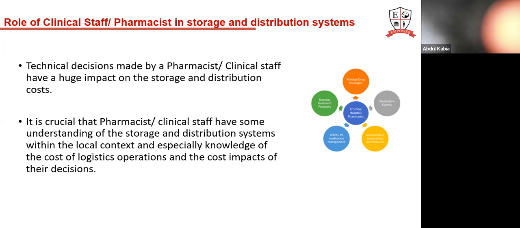Whatever decision, if you make products expire, it will cost a lot of money for reverse logistics, and it will also dampen a lot of lives because some other facilities might need the commodity. So your decision is paramount when it comes to storage and distribution. So I advise clinicians or logisticians who are pharmacists to concentrate in this area. It is very key. Next slide.